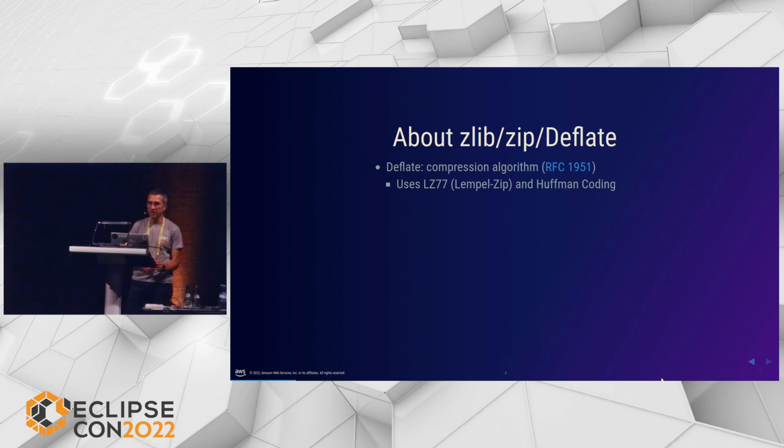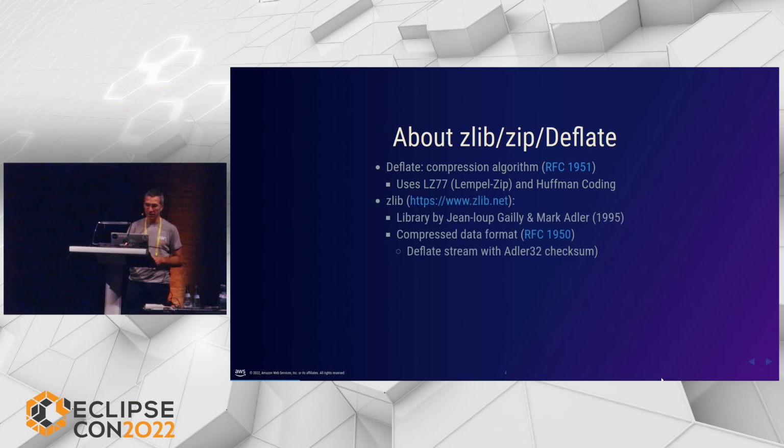So zlib, zip, deflate, what's all this about? Actually, deflate is a compression algorithm. It's defined in the request for comments RFC 1951. And it's a combination of Lempel-Ziv 77 and Huffman coding. I will show you how this works on the next slides.